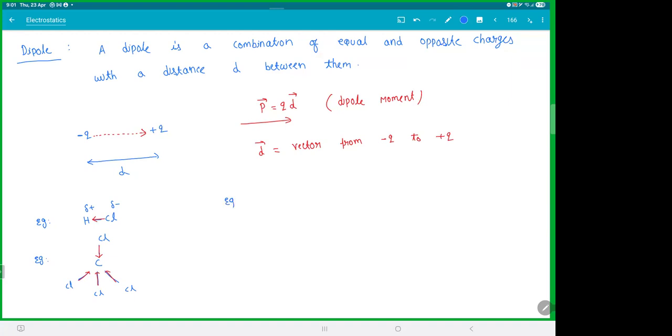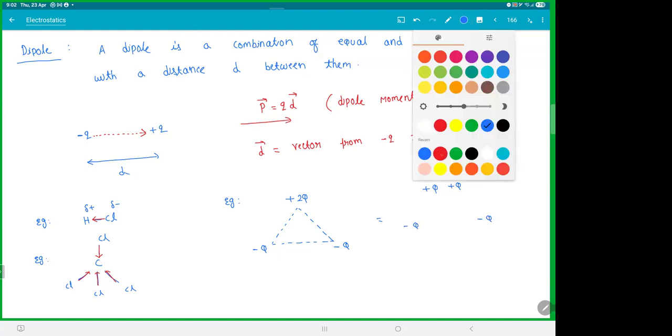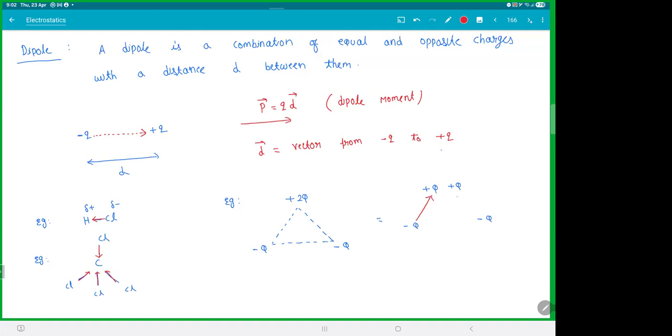A few more examples. Should we always have equal and opposite charges? Yes, but can we have another configuration? For example, what if you have plus 2Q, and minus Q, and minus Q, let's say in an equilateral triangle. And if someone asks you, what is the dipole moment of this system? Since the charges are equal and opposite, we can split this into plus Q, minus Q, plus Q, and minus Q. We can treat this as two dipoles. So treat this as one dipole and this as one dipole.